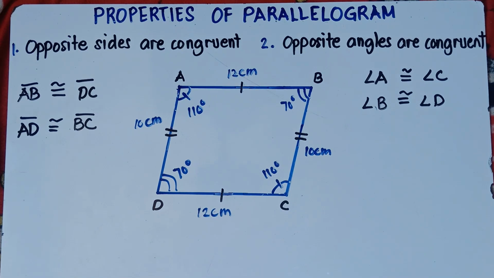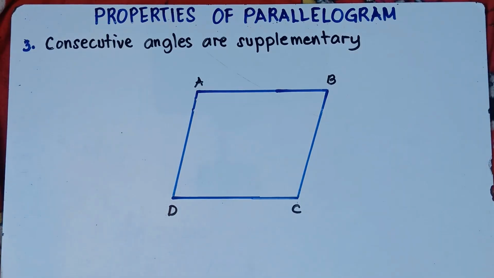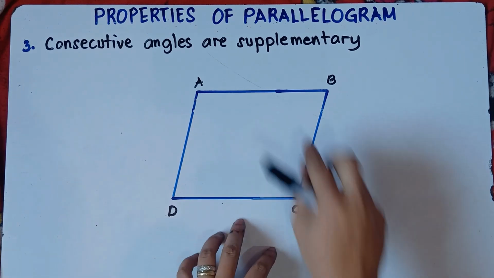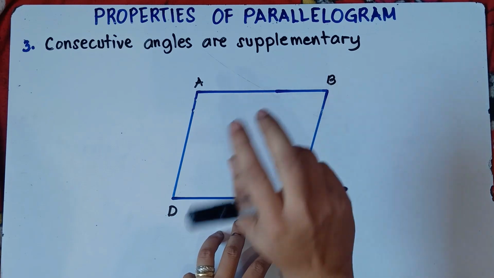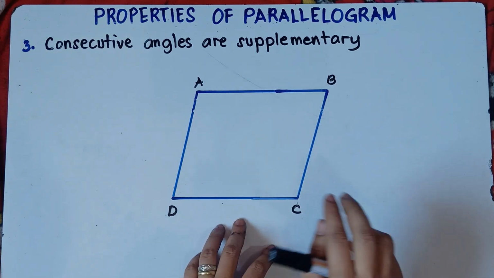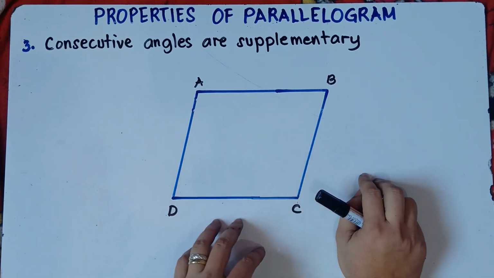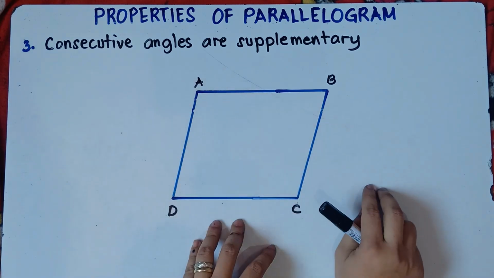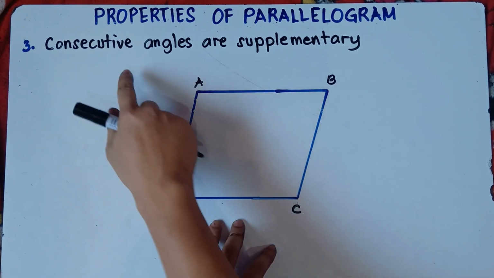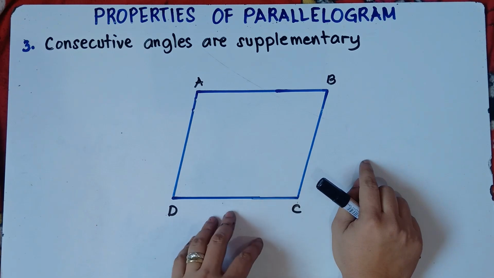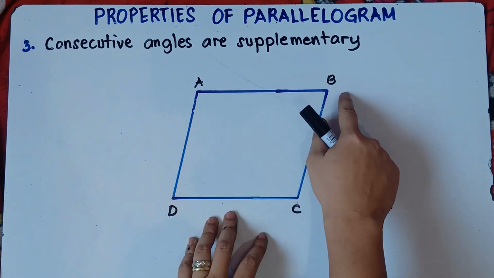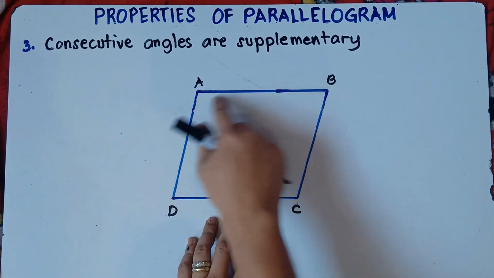So let's proceed now to the third property. Now, the third property says consecutive angles are supplementary. Now, the word supplementary, class, means that the sum of two angles must be equal to 180 degrees. The word consecutive means one after another. So, consecutive angles, that would be A and B. These are consecutive angles, one after another.